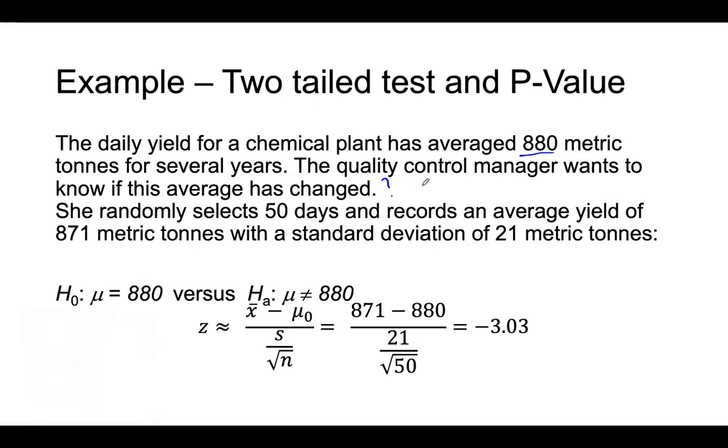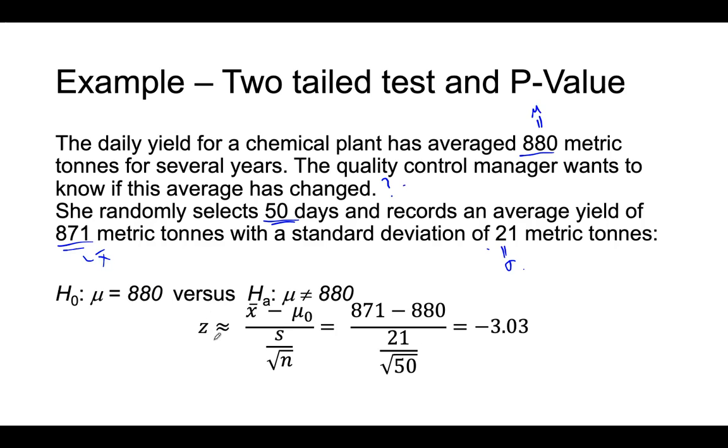So we already know that from this, it's going to be two tails. She randomly selects 50 days and records an average yield of 871 metric tons. So this is what she records, our average, with the standard deviation of 21. So the null hypothesis is that it's the same, the mean is 880, versus that it has changed, that this average is different from 880.